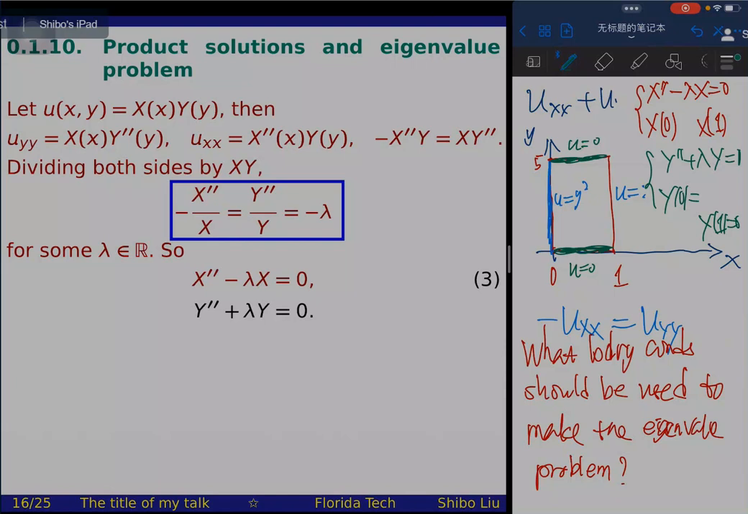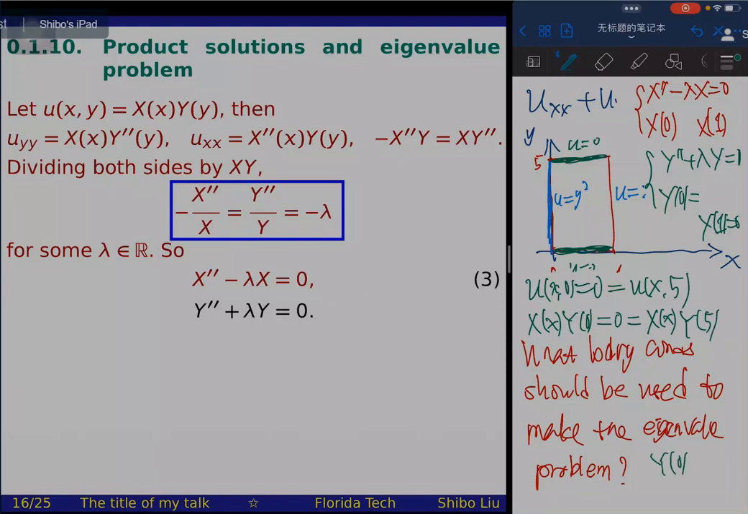So you need to take the left, the top and the bottom, because at the top and the bottom boundary, u is 0. So you need to consider this boundary, u(x, 0) is 0, also u(x, phi) is 0. Okay, you need to use this. That means X(y)... so you have Y(0) equals 0, Y(phi) equals 0.